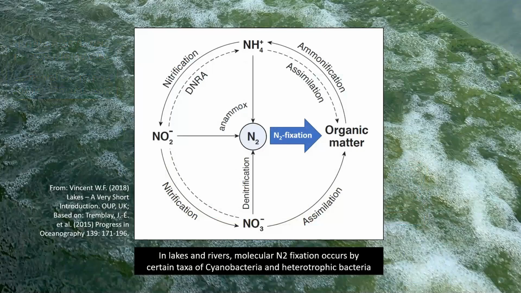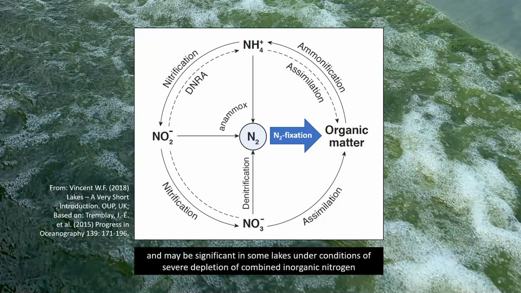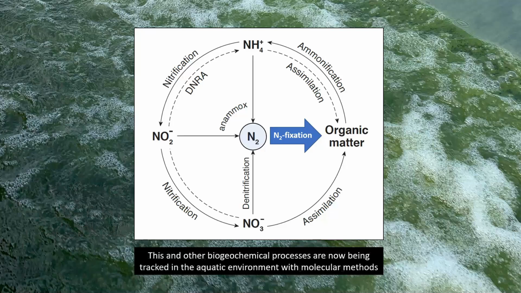In lakes and rivers, molecular N2 fixation occurs by certain taxa of cyanobacteria and heterotrophic bacteria, and may be significant in some lakes under conditions of severe inorganic nitrogen depletion. This and other biogeochemical processes are now being tracked in the aquatic environment with molecular methods.